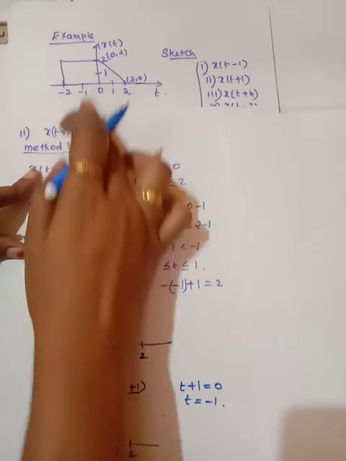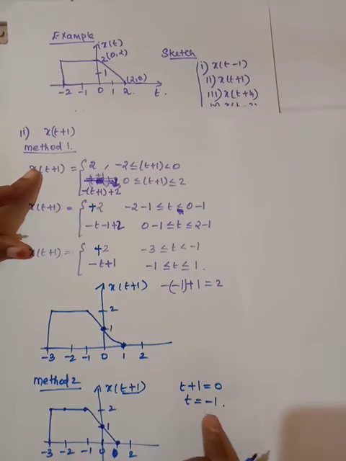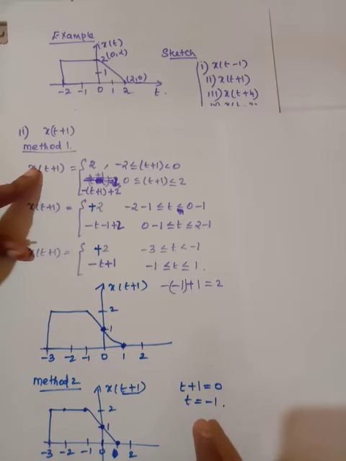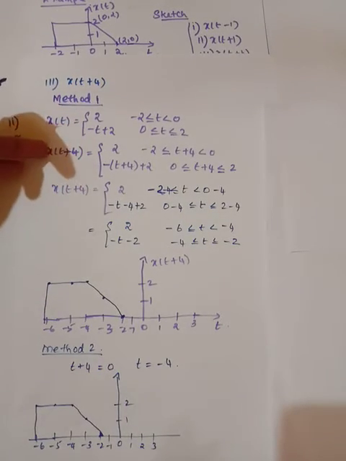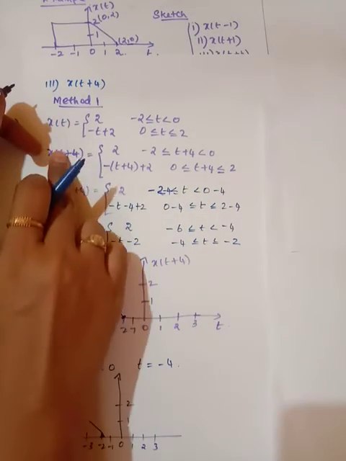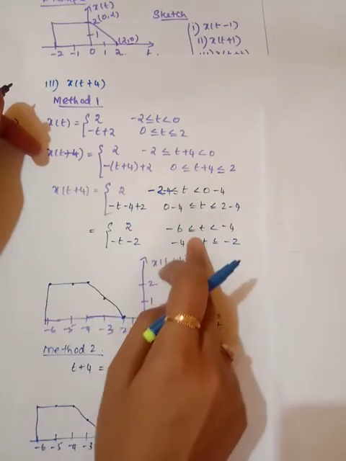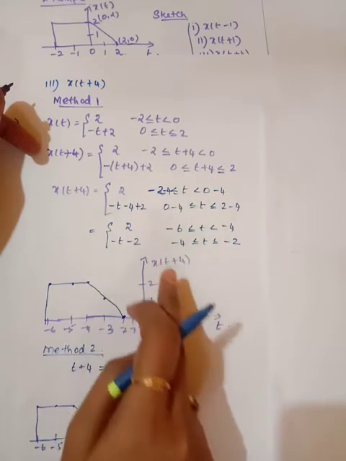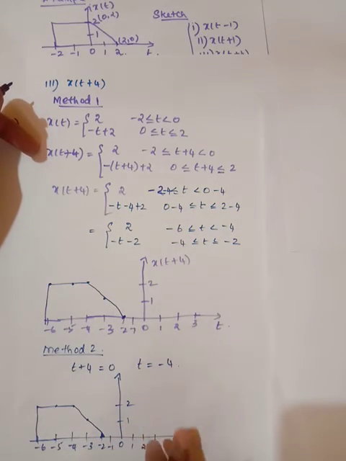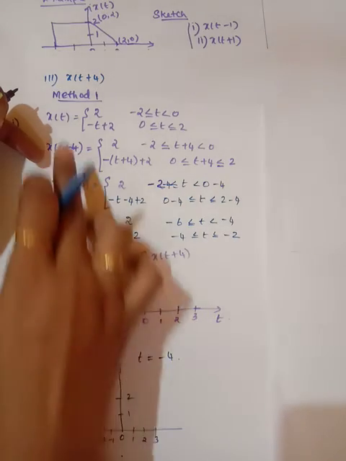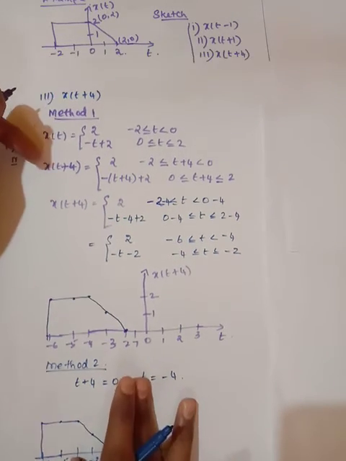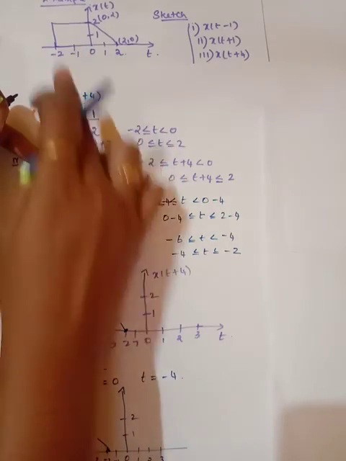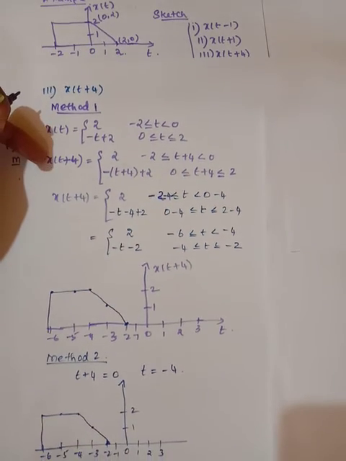So in method 1, you can implement by simplifying the mathematical expression. In method 2, you can directly do it by equating this and considering the origin value should be at this point. Now the third one, x of t plus 4, the same concept I have done. Wherever I am having t, I have substituted t plus 4 and simplified this expression. After substituting the different values, I am getting this one. In method 2, I have taken t plus 4 equal to 0, which gives t equal to minus 4. Now the origin value should shift to t equal to minus 4.